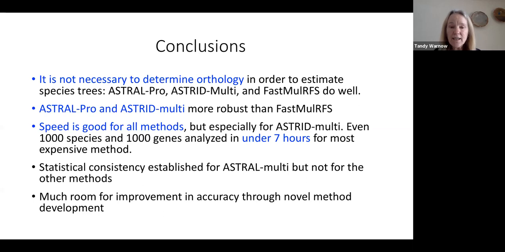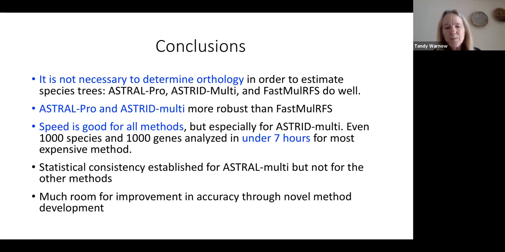Even in the biggest data set, they all finished in under 7 hours, which says you wouldn't need to do 1,000 species by 1,000 genes. And mind you, with multiple genes, this could be a very large data set. You don't have to do it. You can just get the gene trees and combine them, and it's actually very fast.